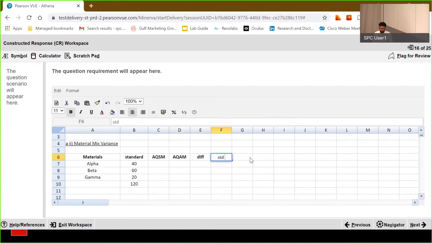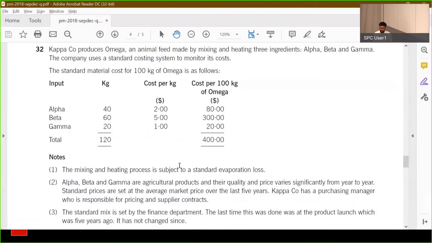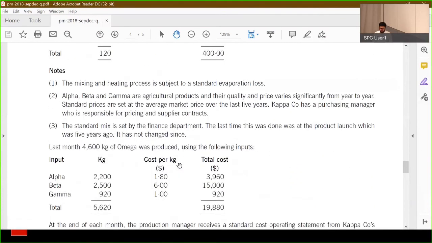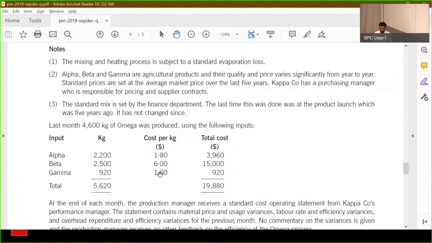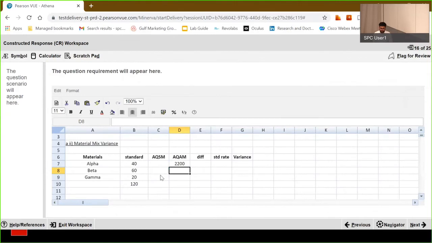And then we always multiply by the standard rate to get the variance. So this is a systematic approach. Once you have written all the materials and their standard required to make 1 unit, directly come to the actual quantity, actual mix, and this would always be given to you in the question. These are the actual quantities used by the business, which are for alpha 2200 kg, for beta 2500 kg, for gamma it is 920.